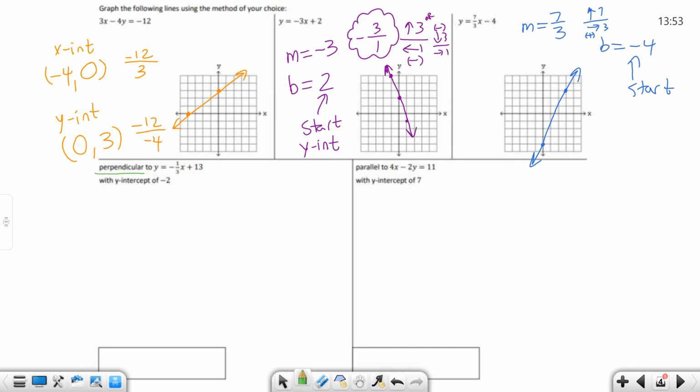So this one is perpendicular to this line right here. So the first thing I need to do is get the slope of this line. This is in mx plus b form, right? So what is m? We already found it. We know how to find that. m of this line is -1/3.